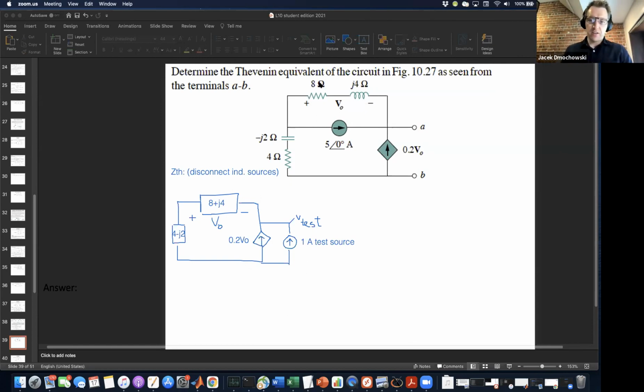So I would draw this out more if I had time, but I don't. So I'm just going to do KCL at this node here. And I have basically 3 currents. I have this current flowing in, and then this current and this current. And they're all converging on that point, which means that they all have to equal 0. Right, so this V naught over 8 plus J4 is the current flowing here. 0.2 V naught is the current flowing here, and 1 is the current flowing here. And so I can isolate for V naught is equal to -1 divided by, let's see.